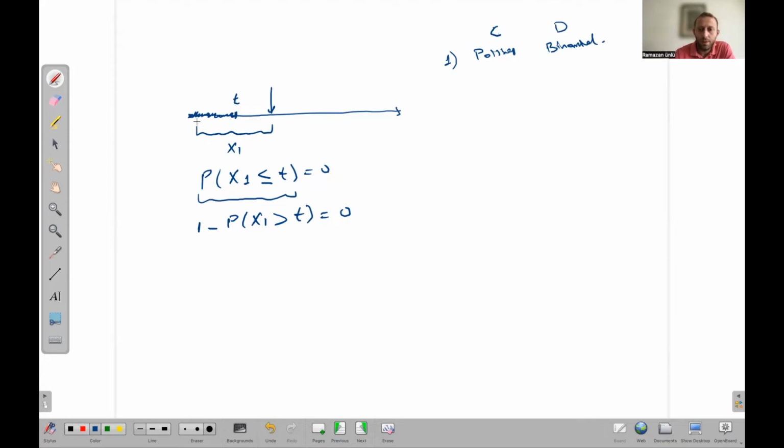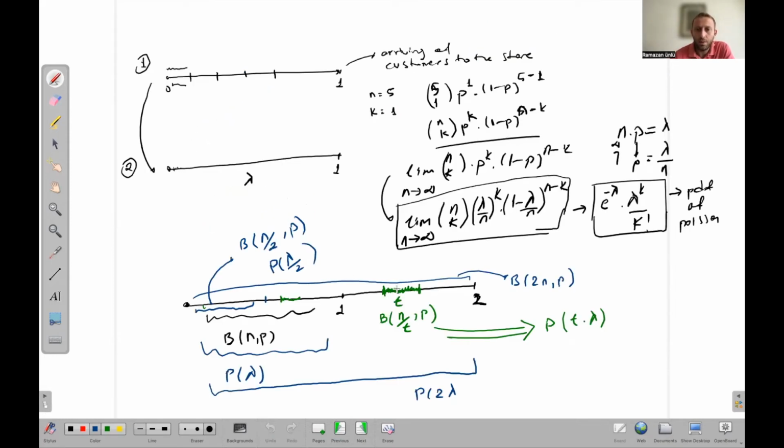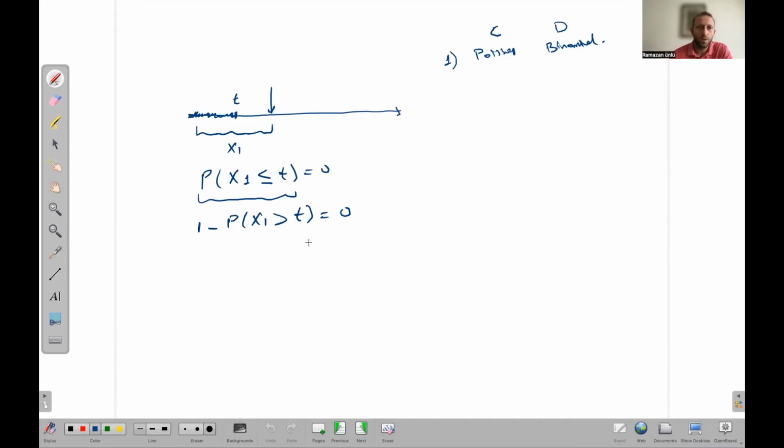So remember the approximation we did here. We can approximate a binomial distribution time interval to the Poisson distribution. So this is our time interval, and the length is t. So I can approximate this binomial distribution to the Poisson distribution with the parameter t times lambda, right?